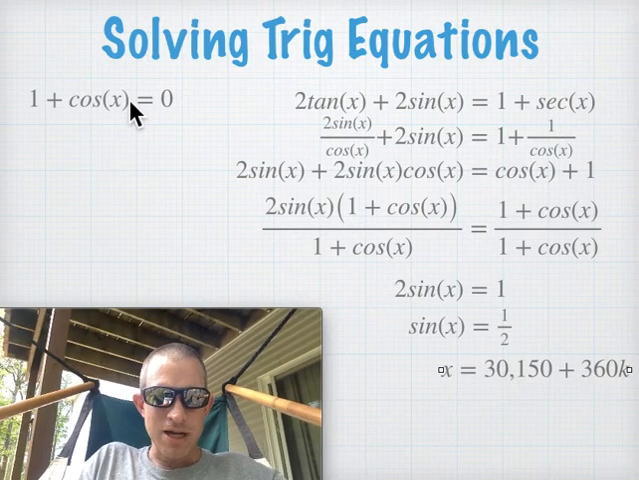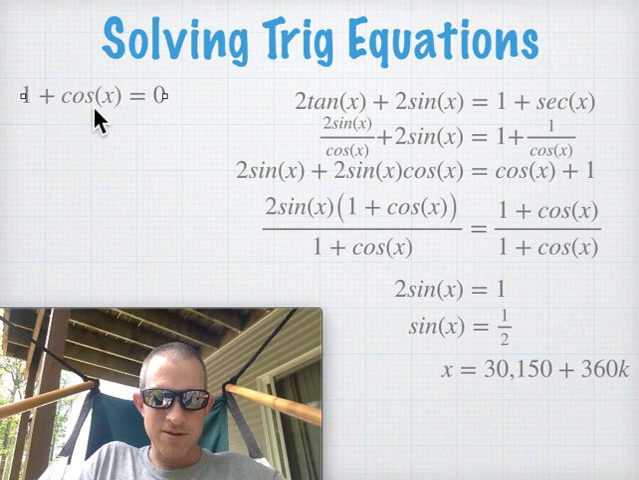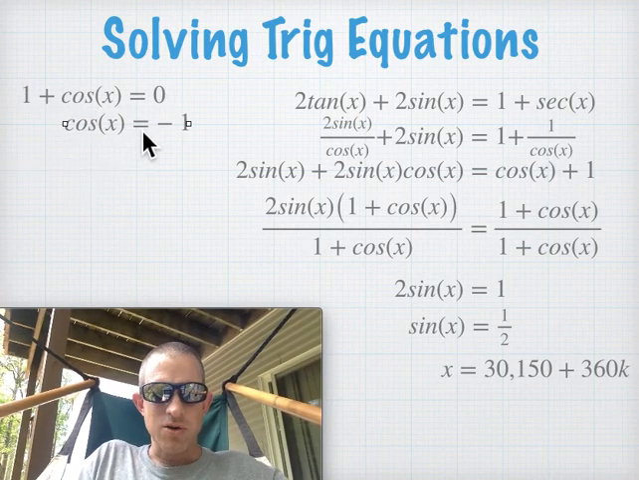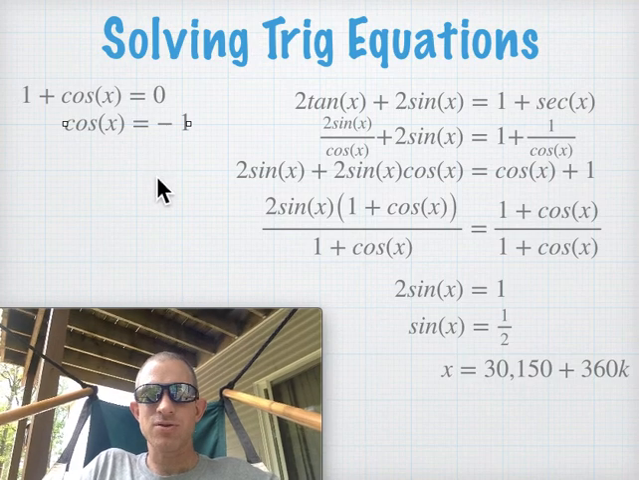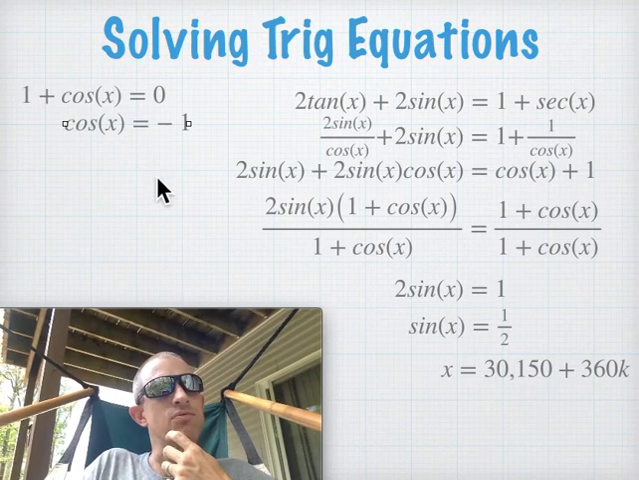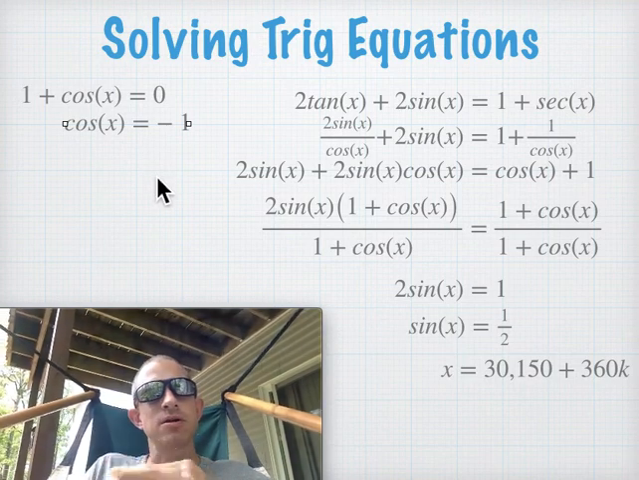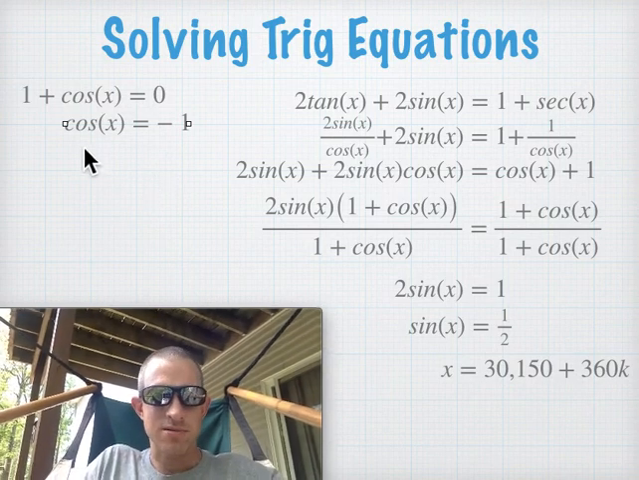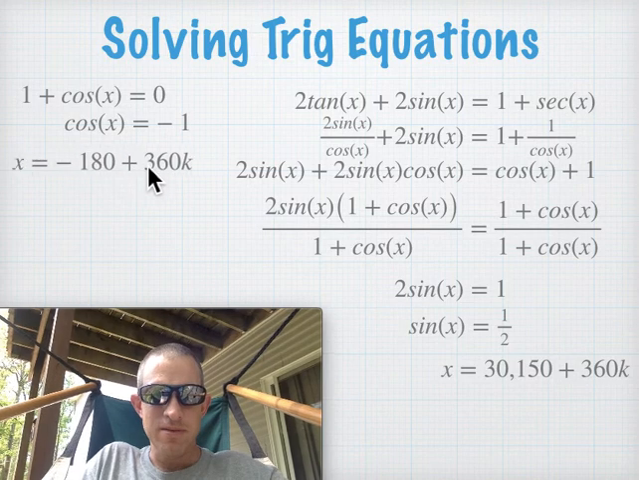And then, not sure what happens with this branch. We'd have to subtract a 1 from both sides. That gives us cosine of x is -1. So I'm looking at what angles give me -1 for the width. That would be 180, and that's it. So 180 plus 360k.